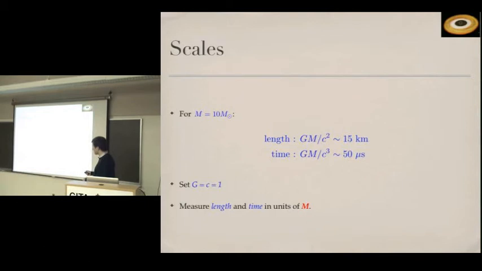What I'll do from now on is I'll set G and c equal to 1. So both of these, length and times, just become M. And so this becomes a funny way of measuring things that people in this business use. So you might hear me say something like the event horizon has a radius of 2M. Well, I mean 2 times this. I mean 30 kilometers. Or I'll say something like the simulation ran for 20,000 M. Well, I mean 20,000 times this unit of time. So a little less than a second.